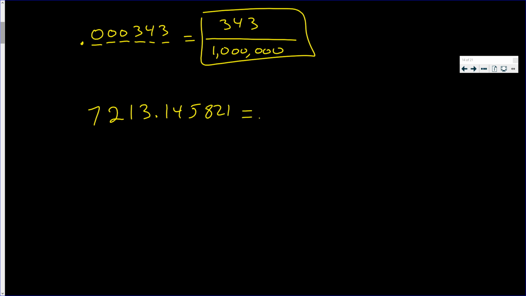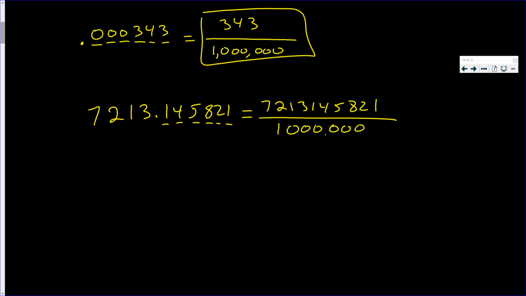7213.145821. The first step is to write down the given number without a decimal. Okay, I did that. I didn't put a decimal. Then you put a 1, and then you count the number of places to the right of the decimal, 6. And then you put 6 zeros. All you have to do is learn these 2 steps.